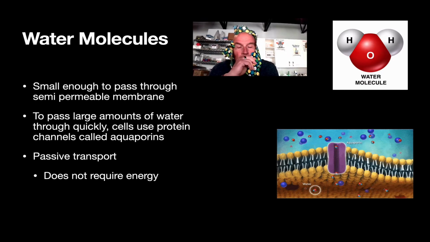So if the membrane needs to pass large amounts of water through quickly, the cells use protein channels that are called aquaporins. This is a passive transport, which means that it does not require energy. It doesn't require ATP.